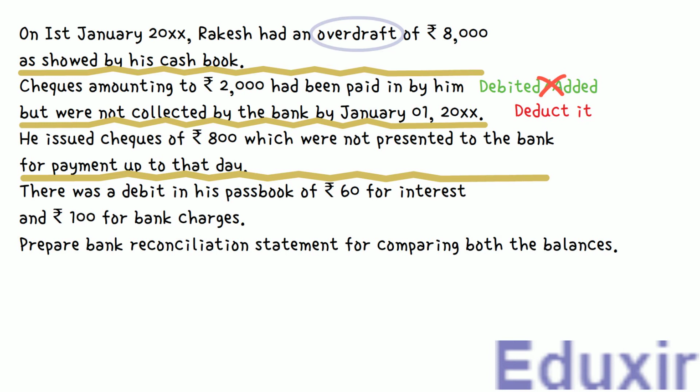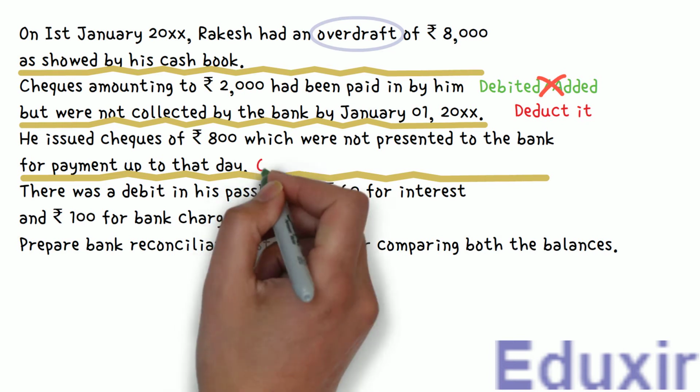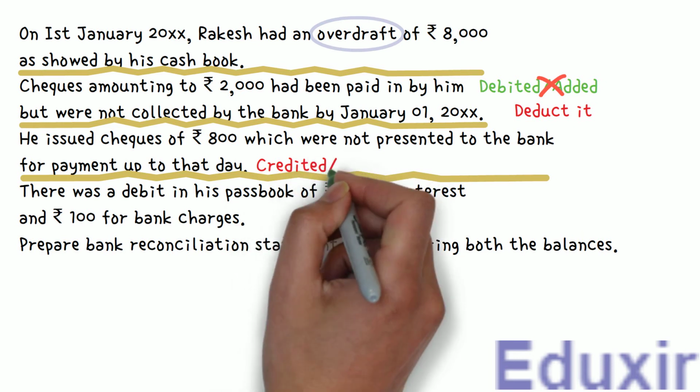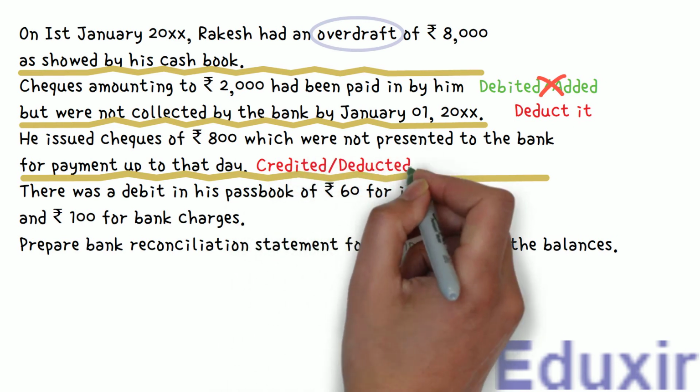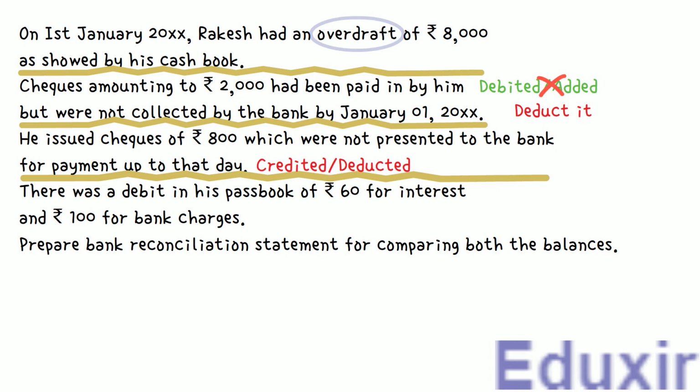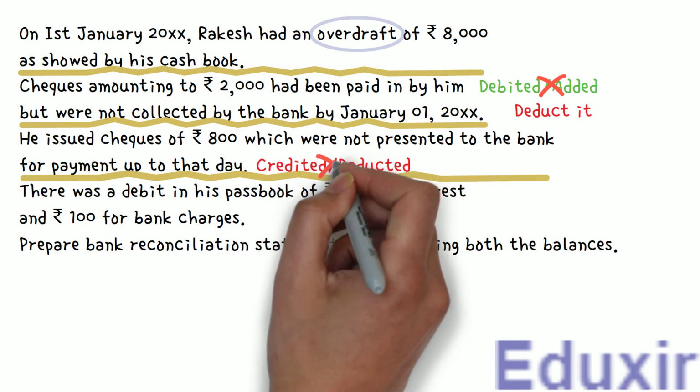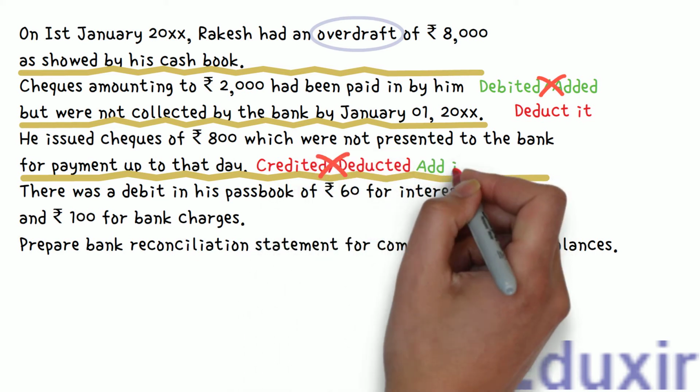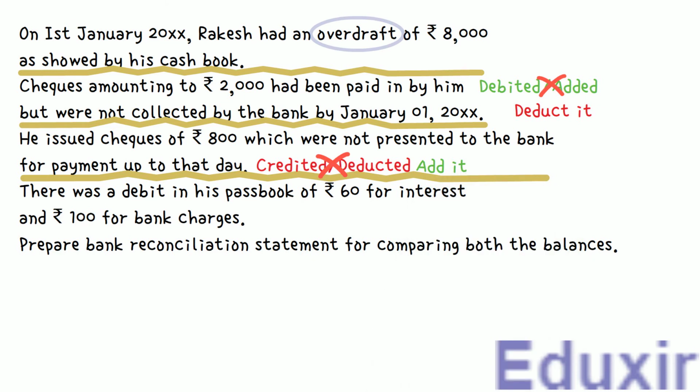While issuing these checks, the amount will be credited in the business cash book. However, as these checks are not yet presented for payment by the time the business has received the bank statement, there won't be any corresponding entry in the bank passbook. So there will be a difference between the cash book balance and the passbook balance. So we need to add this amount in the bank reconciliation statement to get the passbook balance from the cash book balance.